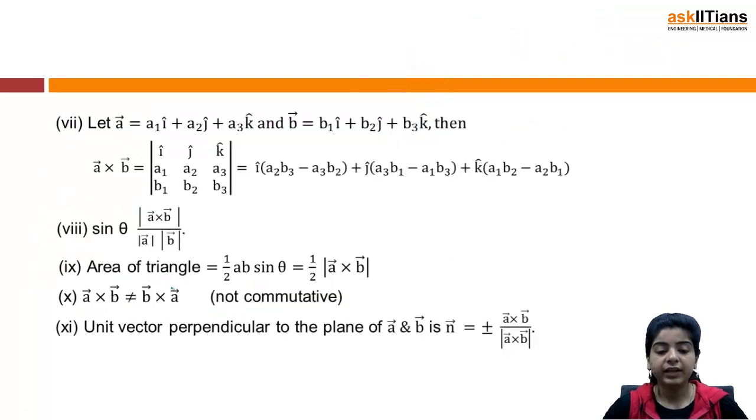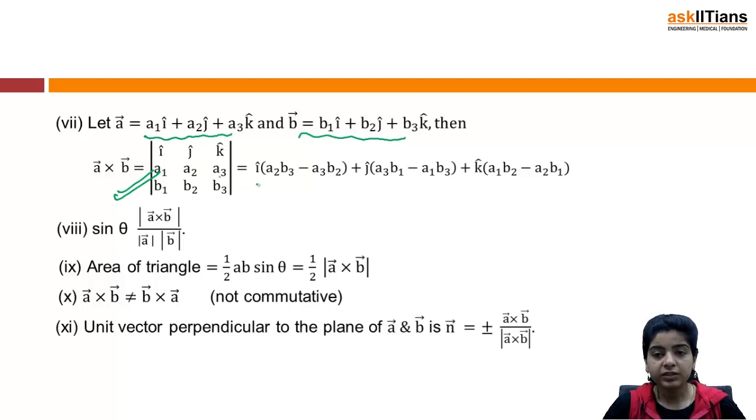Next property says let A be the vector a1 i plus a2 j plus a3 k and B is b1 i plus b2 j plus b3 k, then A cross B, we have already discussed the formula, but in questions you can directly apply this formula, that is you can write it in the form of a determinant wherein the first row would be i j k and the second row would contain the components of vector A, then the third row would contain the components of vector B. So, first row is i j k, then we have a1, a2, a3 and b1, b2, b3.